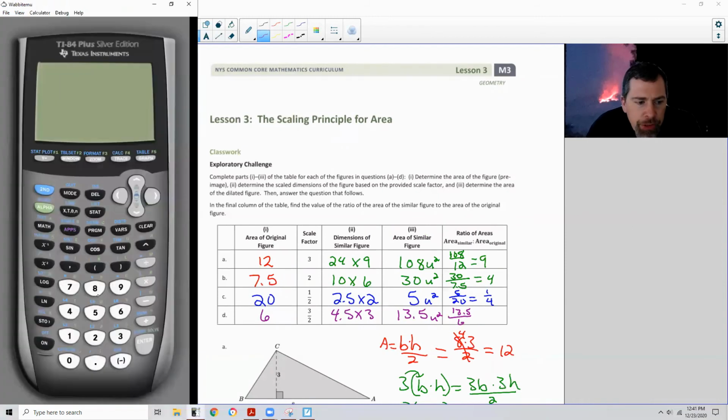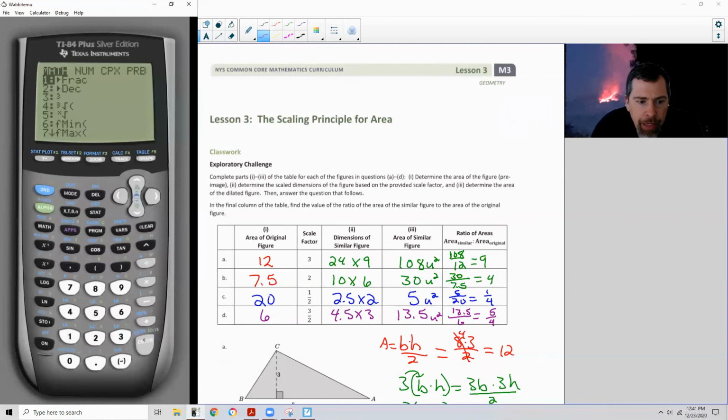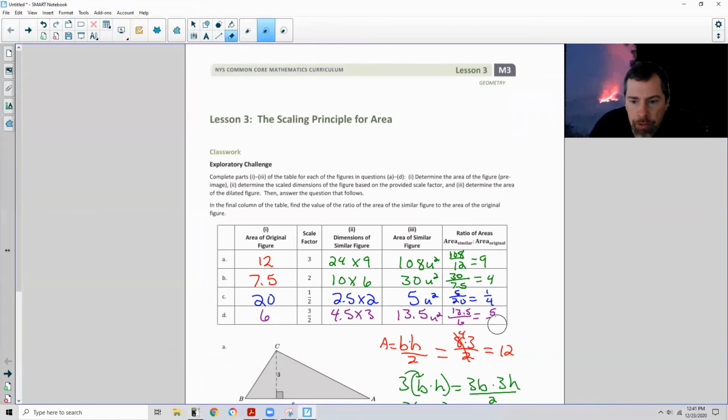Okay, let's just use the calculator for this to save time. 13.5 divided by 6 is 2.25. Okay, 2.25, 2 1/4, 5 quarters. Right, if I hit math, enter, enter. Oh, sorry, 9 quarters. All right, that's why I was questioning. It didn't look right. 9 quarters. And why am I saying it didn't look right?